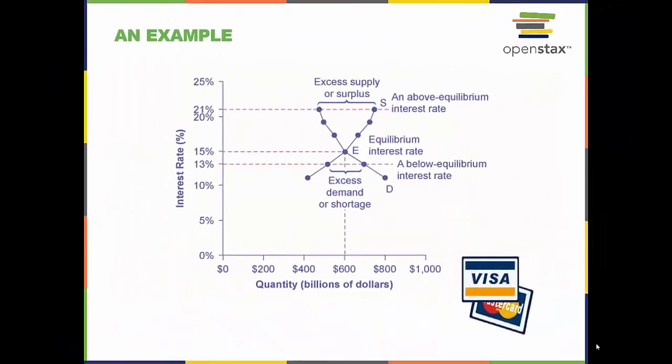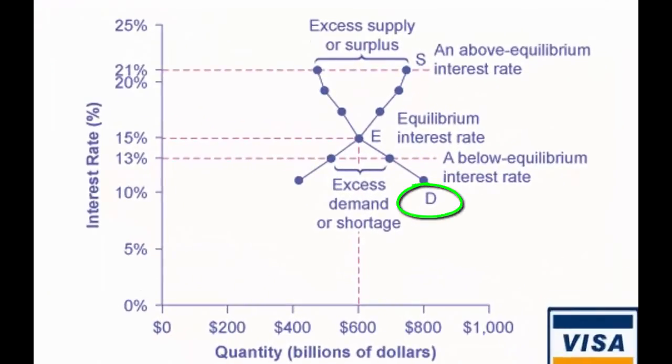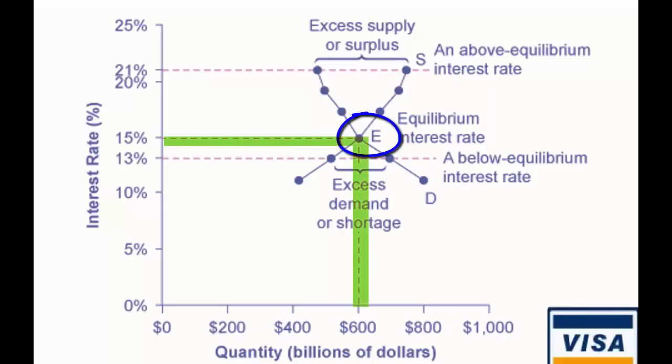In this market, for credit card borrowing, the demand curve D for borrowing financial capital intersects the supply curve S for lending financial capital at equilibrium E. At the equilibrium, the interest rate, the price in this market, is 15%. And the quantity of financial capital being loaned and borrowed is $600 billion. The equilibrium price is where the quantity demanded and the quantity supplied are equal.